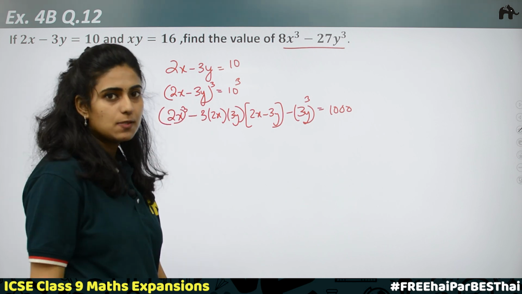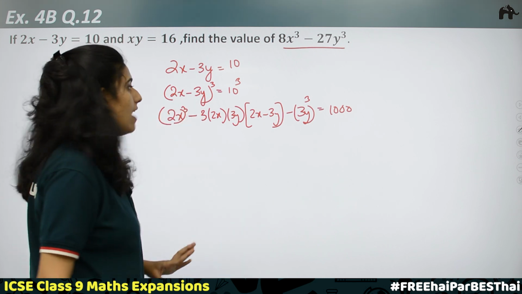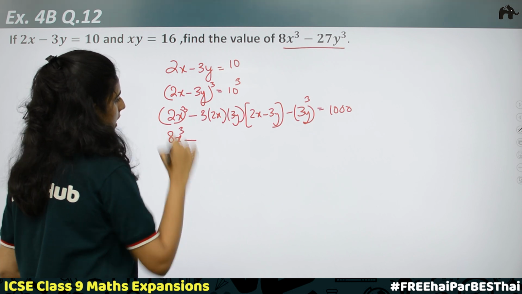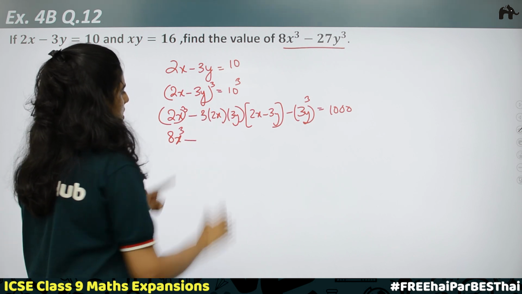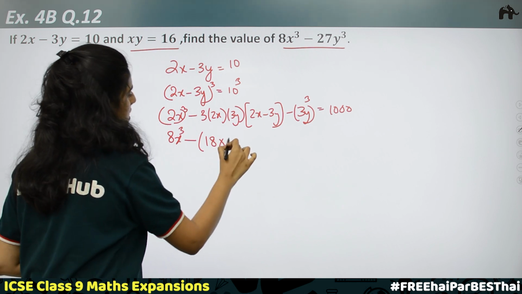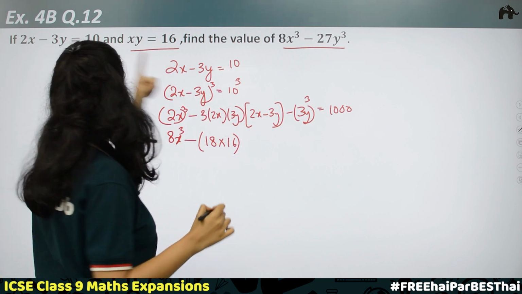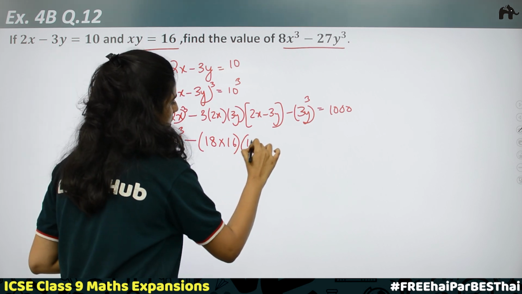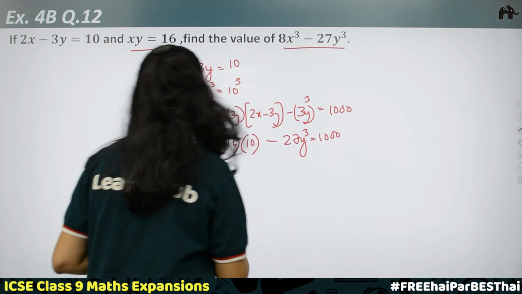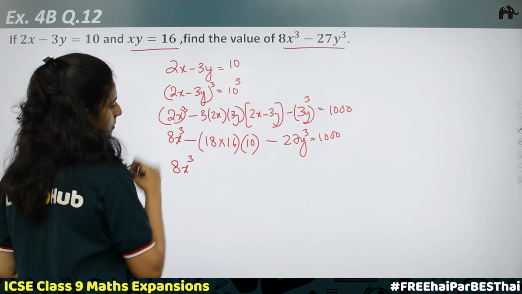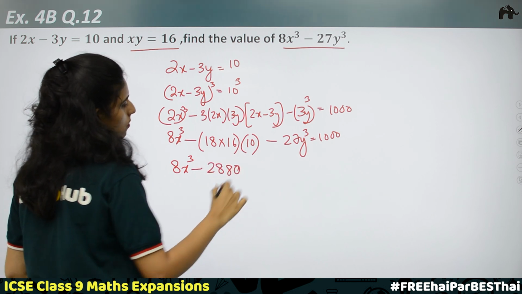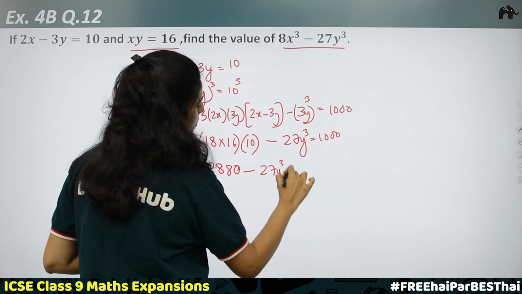Okay. So, here we had the form (a minus b) whole cube, where in place of a we have 2x and in place of b we have 3y. Now, (2x) whole cube is equal to 8x cube minus 3 into 2 is 6, 6 into 3 is 18, 18 into xy. Value of xy is 16. 2x minus 3y is equal to 10. So, into 10 minus 3 cube, 27, y cube is equal to 1000. So, this is 8x cube, 18 into 16, we get 288 and a 0, minus 27 y cube is equal to 1000.